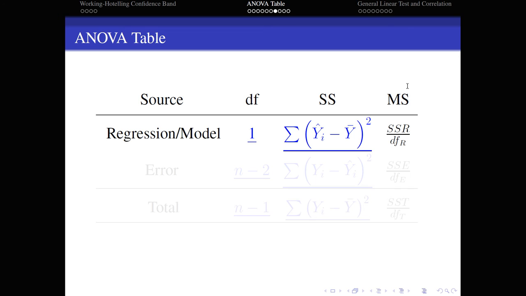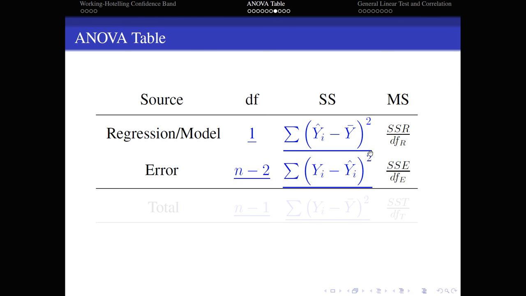The regression model has 1 degree of freedom. The sums of squares is the sum of y hat minus y bar quantity squared. And then the mean squared is what we've worked out in the previous slide: sum of squares regression divided by the degrees of freedom.